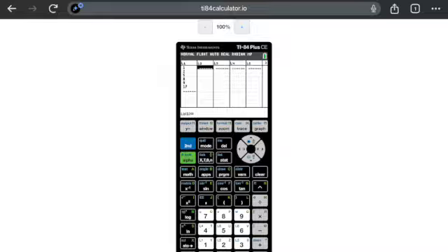Arrow over to list 2, and this is for your y values. So you're going to enter 30 and 55, 75, 120, 145, and 250.